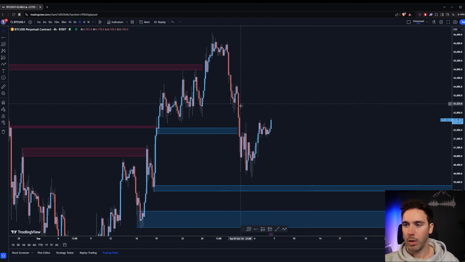Now, on this most recent swing, because we have a map now, we have a bit more information about what's going on. And that information is telling me that bulls are more in control than bears at the moment.